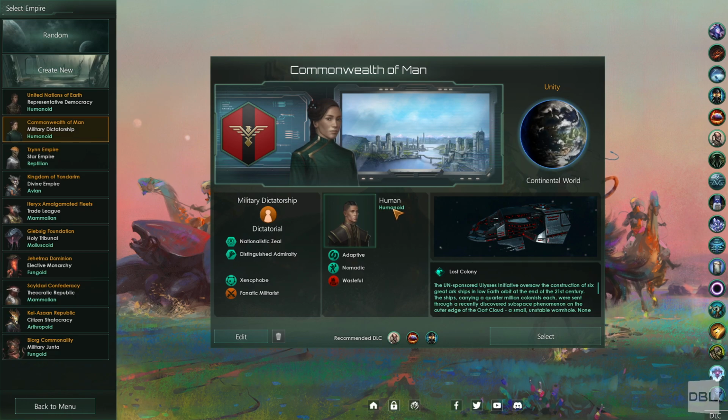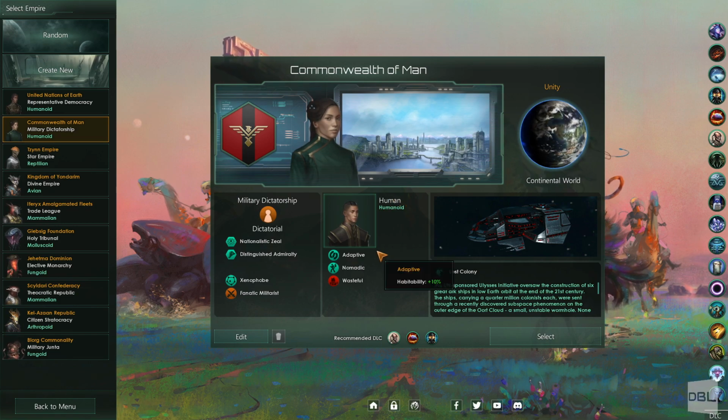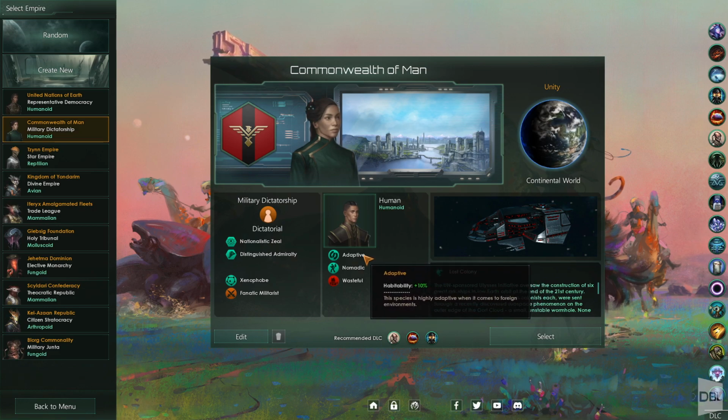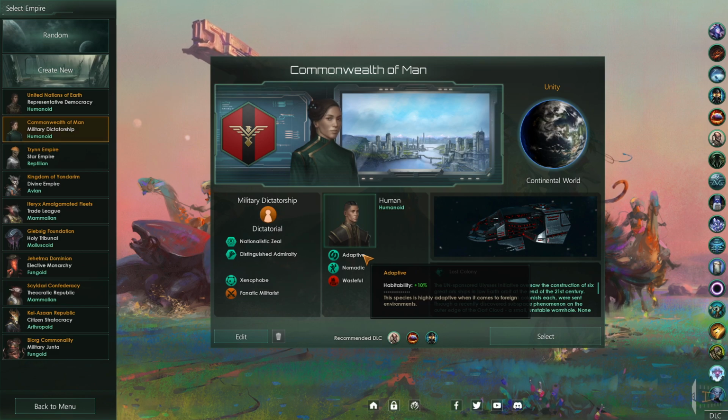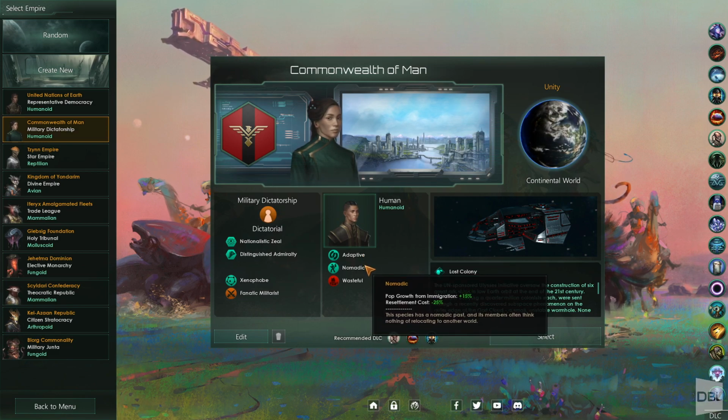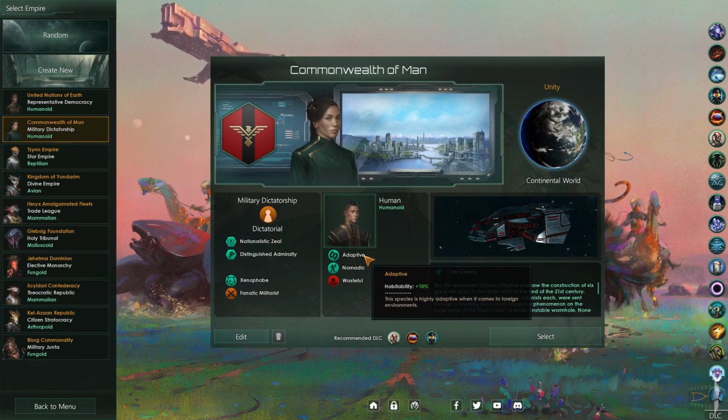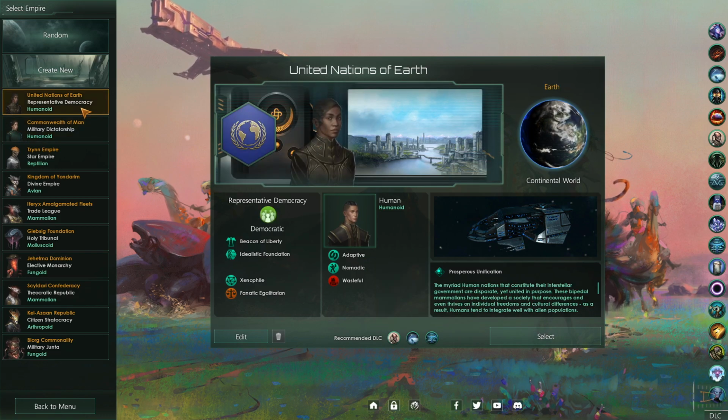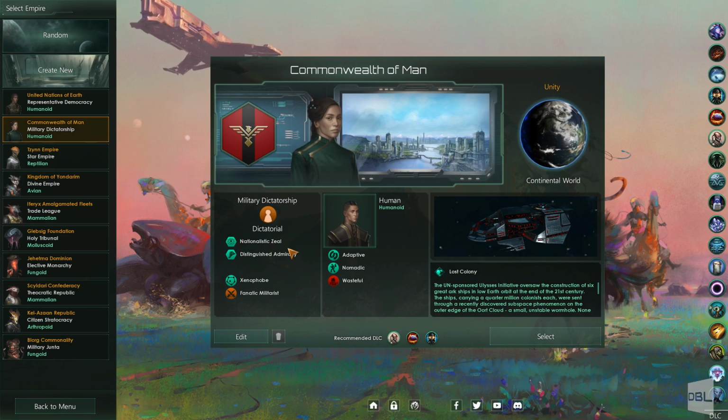So I'm guessing there's like trading and exploring and just governmental decisions, stuff like that. We'll find out. Adaptive. Habitability. Highly adaptive when it comes to foreign environments. Plus 10 on that. Nomadic. Okay, we saw nomadic and I believe adaptive with this one. Yeah. They are also wasteful.